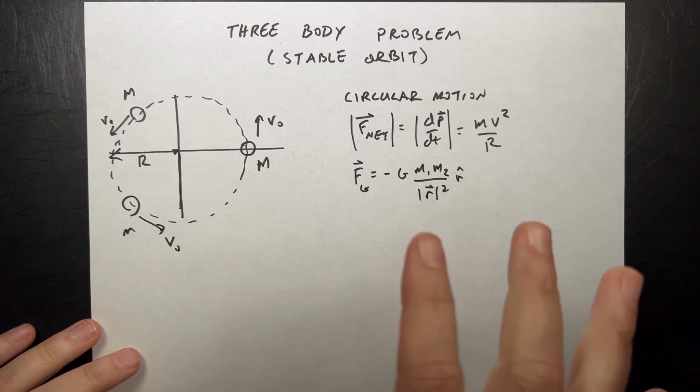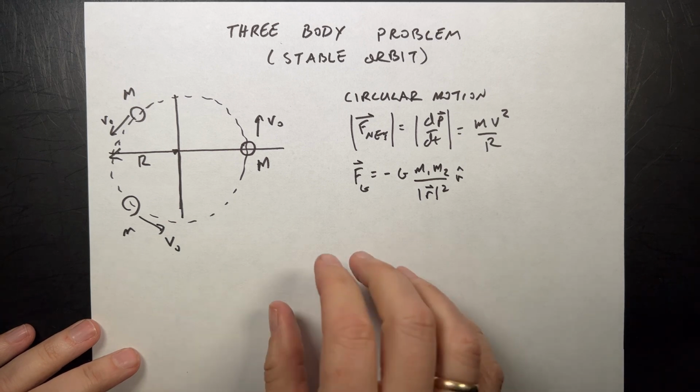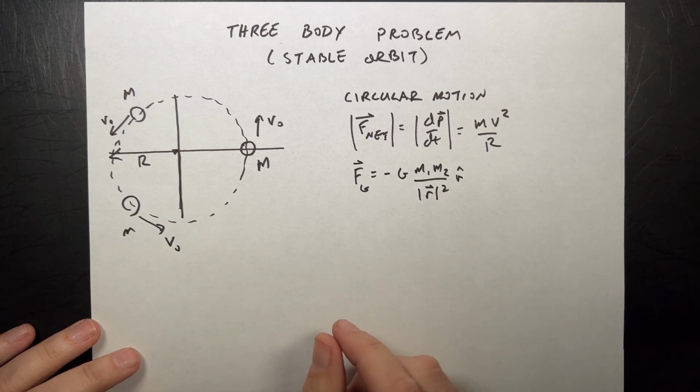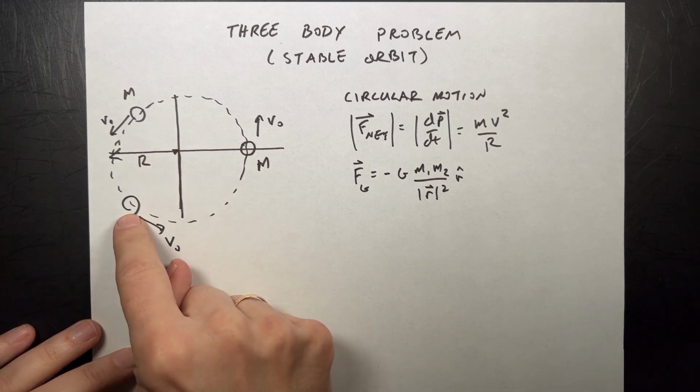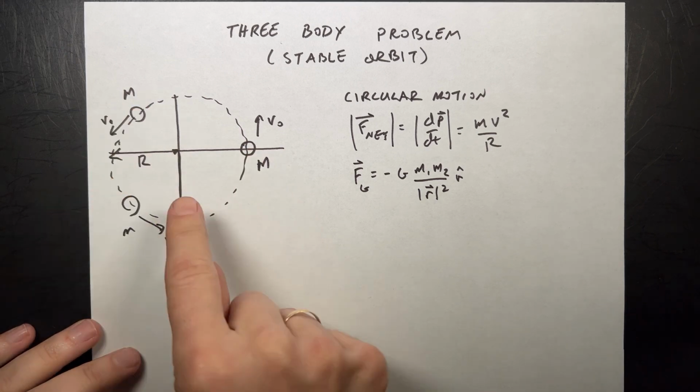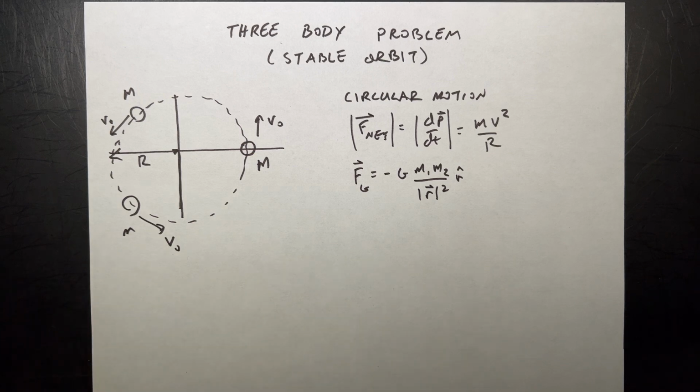You can't get an analytical solution. You can't get an equation of motion for these three objects because this object is pulling on both of these, which makes them move, which changes their position, which pulls on this one. So they all pull on each other, and it's just a problem that there's no default solution.